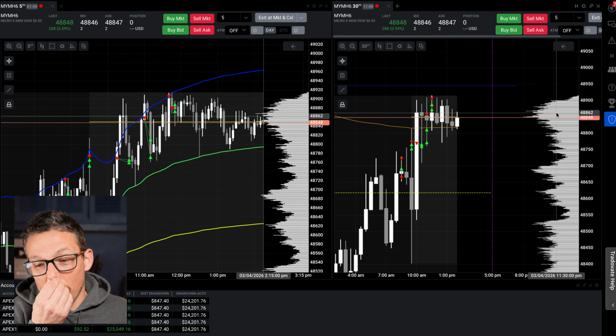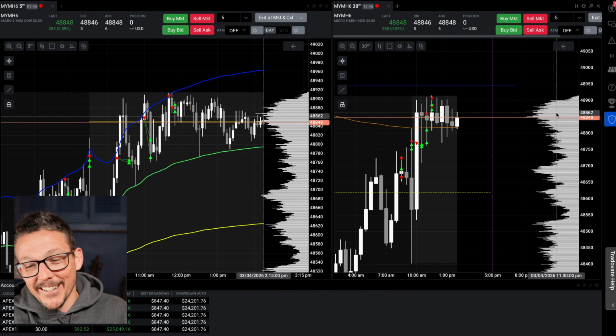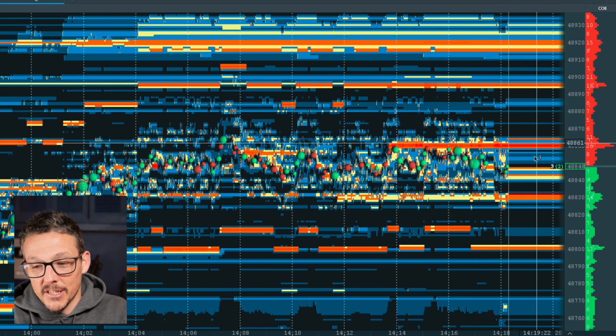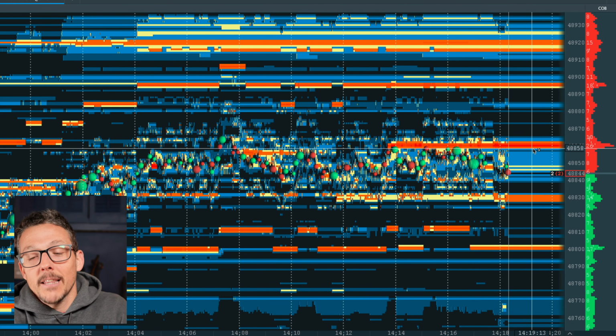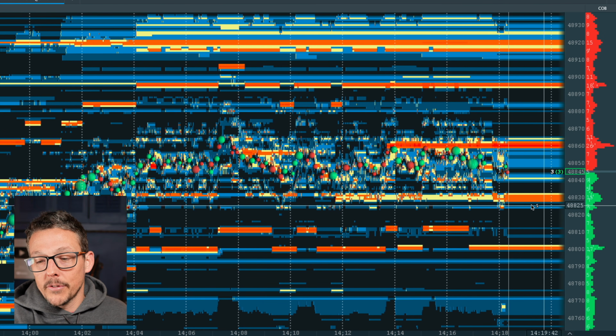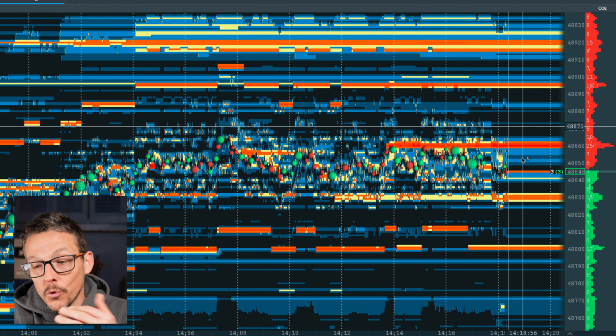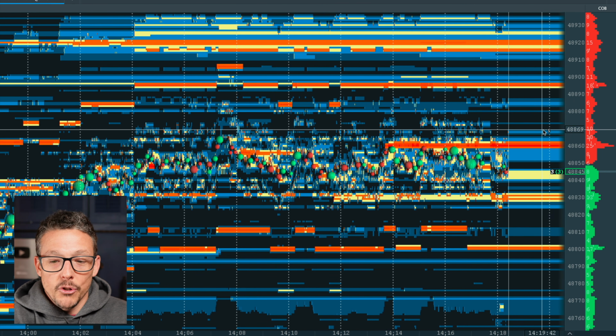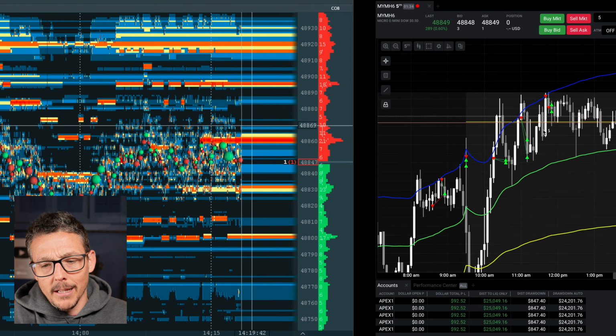860 pretty much right where we're chopping around the entire day, point of control. So that makes sense. So you can see how the Bookmap will help paint that picture of point of control. And then we have some volume down here. So we're going to get a magnet one or two ways. We're going to see who wins. And that's kind of how I use the Bookmap. But if you have questions about Bookmap, I can leave that in there.